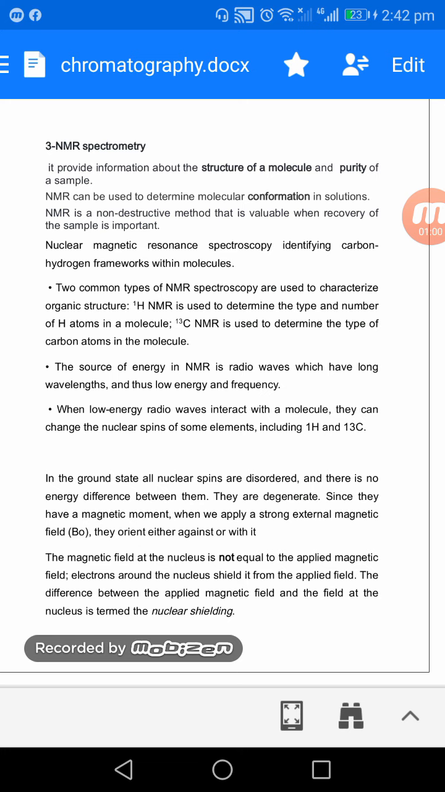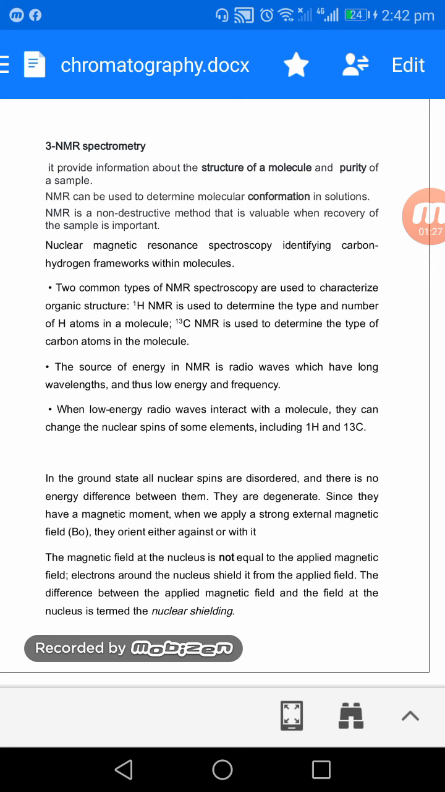طبعا في عنا نوعين من ال NMR، في عنا C13 اللي هو كربون 13 NMR، والبروتون أو الهيدروجين 1 NMR. ال H1 NMR used to determine type and number of hydrogen atoms in a molecule، بينما الكربون NMR used to determine type and number of carbon atoms in molecule.